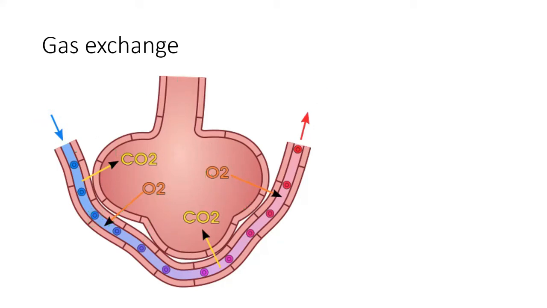So the reverse is essentially true of carbon dioxide. We have a high concentration of carbon dioxide for the blood coming in, and we said this was a low concentration here, and so carbon dioxide keeps diffusing out of these blood cells into the air spaces until again they're even and these blood cells have gotten rid of a lot of their carbon dioxide.